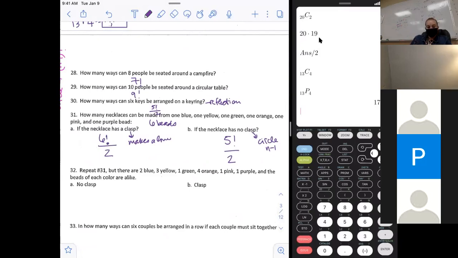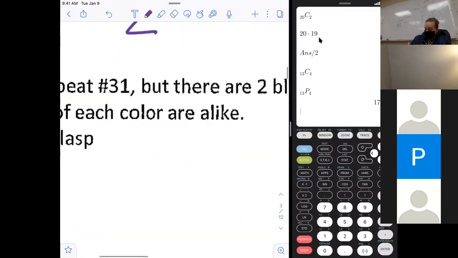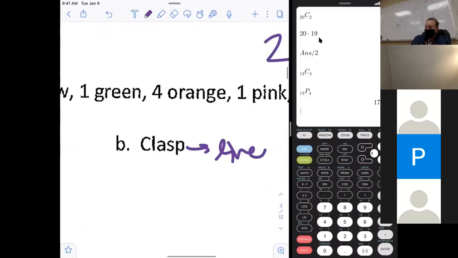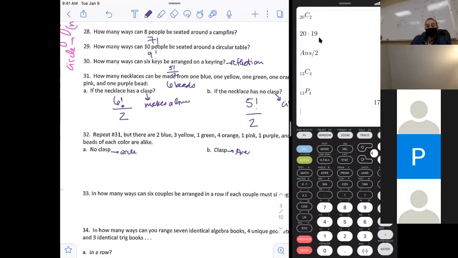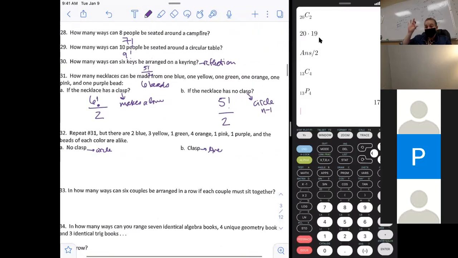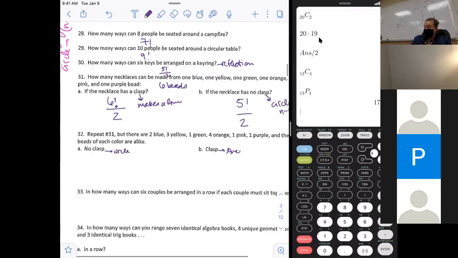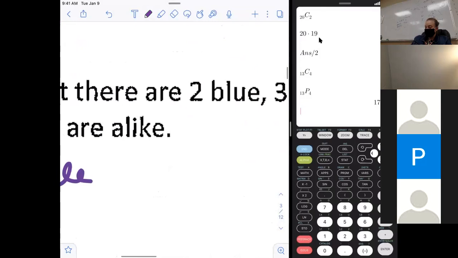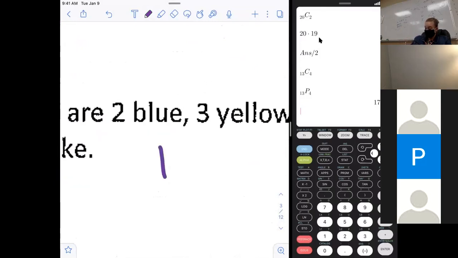Okay. Let's see if we can do the last one. So no clasp versus clasp. I've got a circle and I've got a line. What I'm going to do right here is I'm combining the idea from the letter problem, and I've got some repeats. So let's think about how many total beads I have, and I'm going to divide by the repeat. So I've got 2 plus 3 is 5, plus 1 is 6, plus 4 is 10, plus 2 more is going to be 12. Okay, it says the beads of each color are alike. So that means the 2 blue beads are identical. They're not different, they're the same. So I've got 12 beads total.